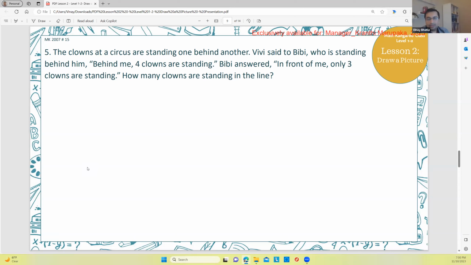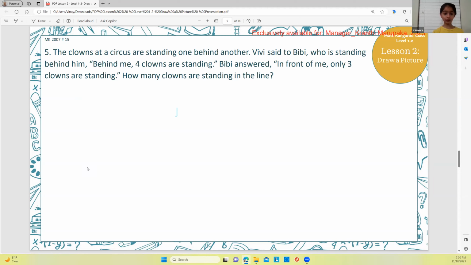I think Kinera has raised her hand and she has not presented for a long time. She presented in the beginning with the reflection of the mirror image. So Kinera, why don't you unmute yourself and then with a drawing, help us find the answer. So, there are 4 clowns. Vivi said to Bibi, who is standing behind him, behind him, 4 clowns are standing. Bibi answered, in front of me, only 3 clowns are standing.